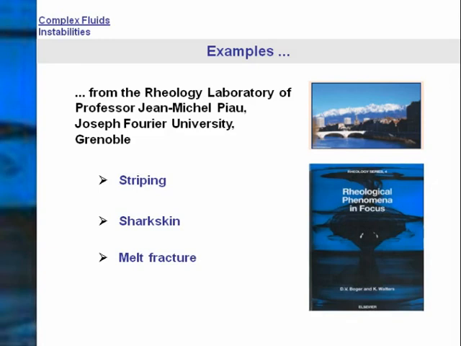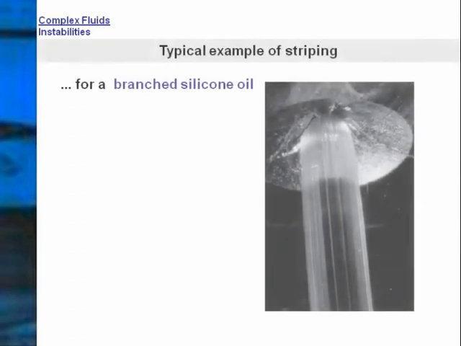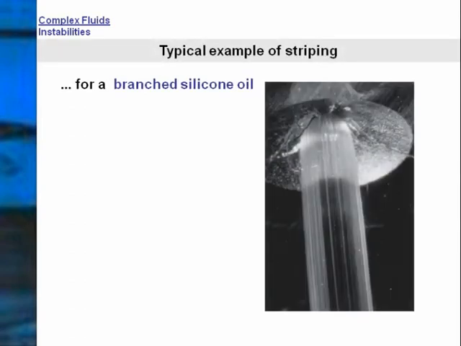We will show some typical examples taken from the book Rheological Phenomena in Focus, and originating from the rheology laboratory of Professor Jean-Michel Piau at the Joseph Fourier University in Grenoble, France. Striping, when it occurs, is usually the forerunner to later more dramatic instabilities, and we see a typical example of striping for a branched silicone.